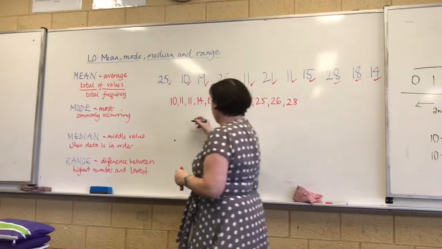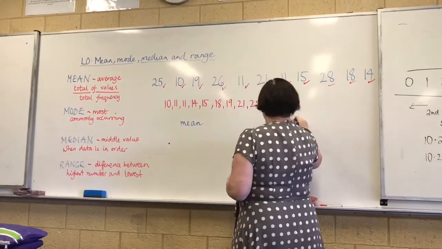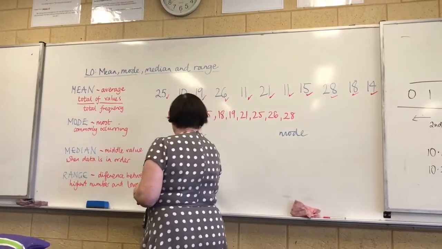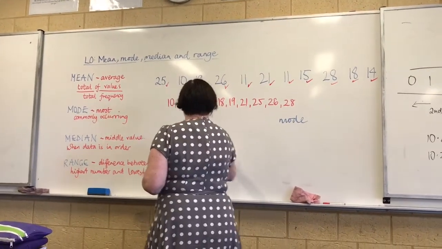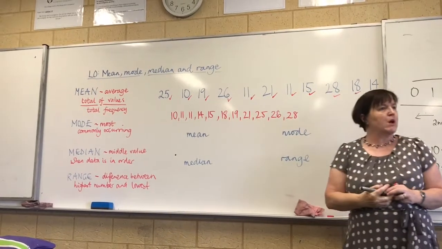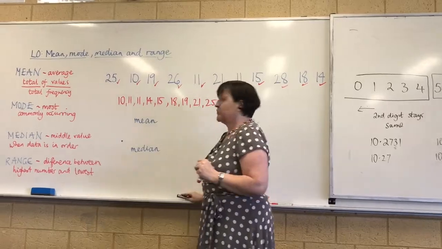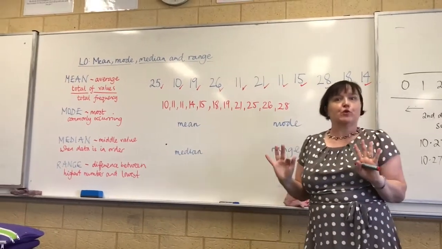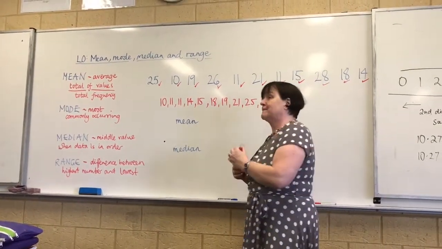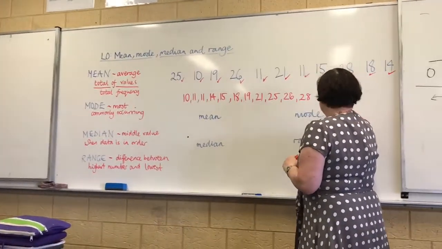So, we're going to look for the mean, the mode, the median, and the range. Now, I always do the mode and the range first, because they're the easiest. So, who'd like to do the mode for me? Is there a mode? It's 11. Well done, the mode's 11.